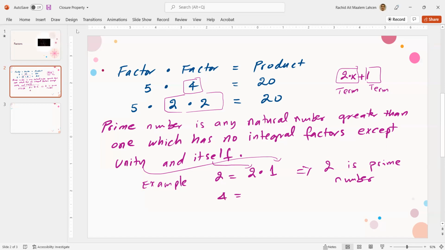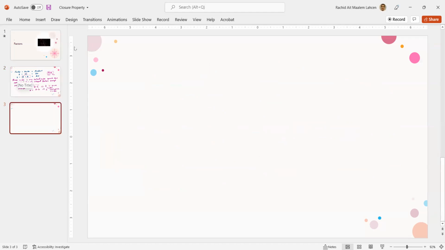4 can be written as 2 times 2. So 4 is not a prime number. All right. So now, if this is prime, what is a 4? That's where we define a composite. So 4 is a composite number. And what's not prime is a composite, so maybe define it that way.